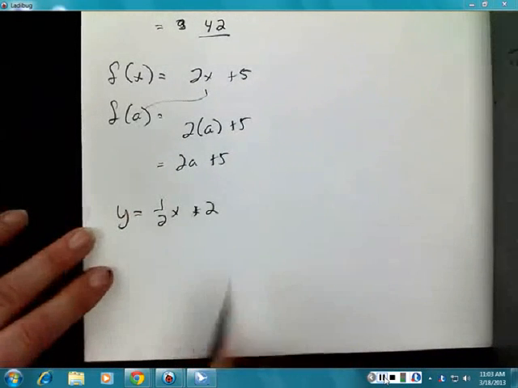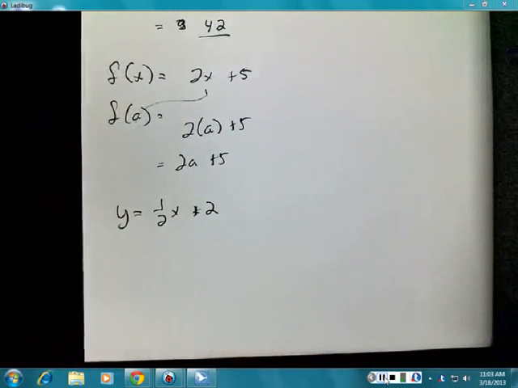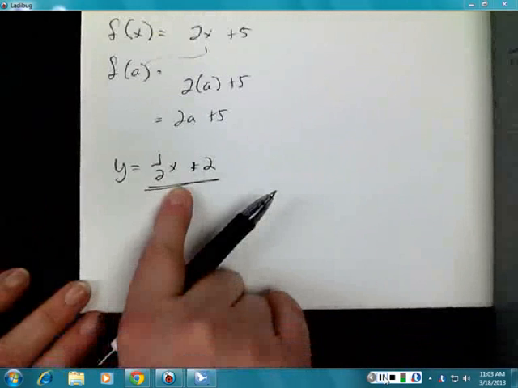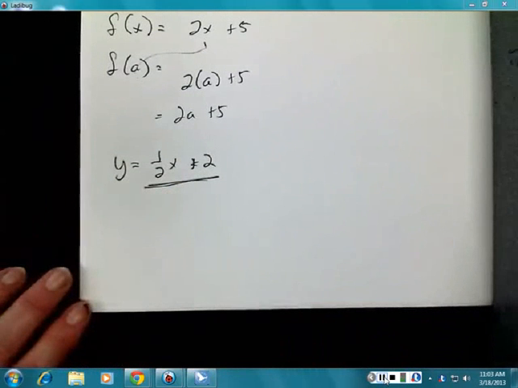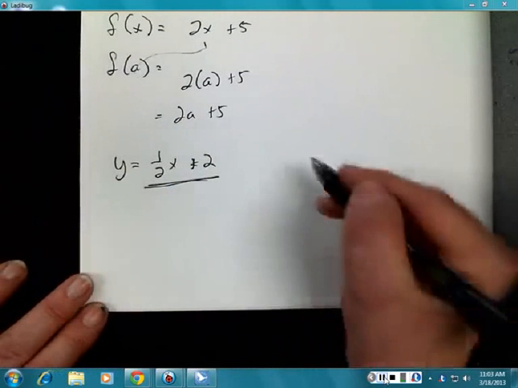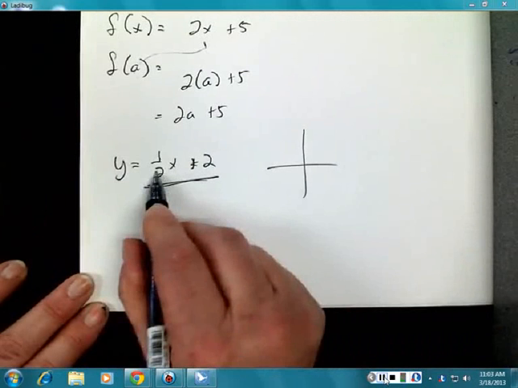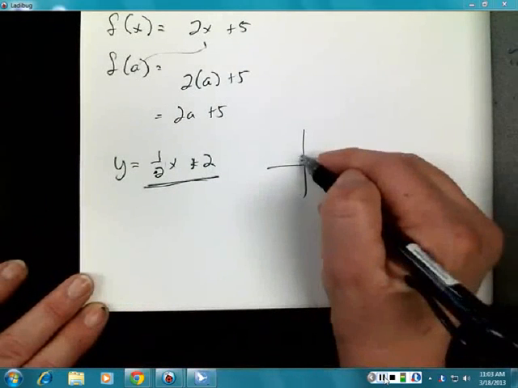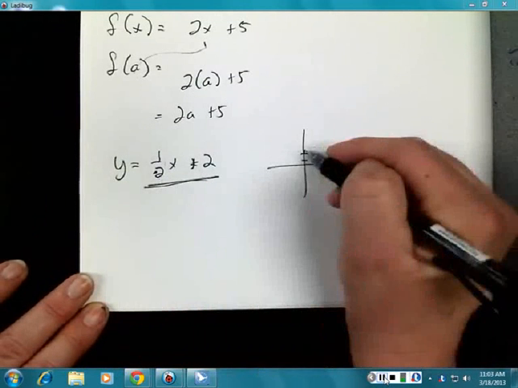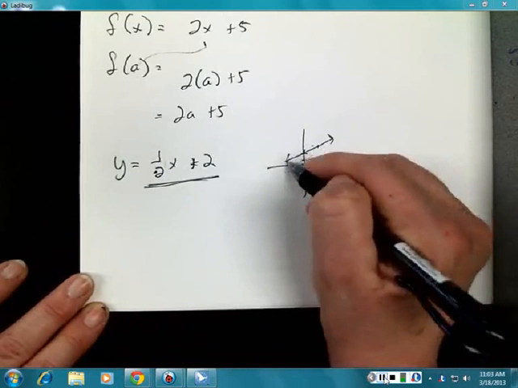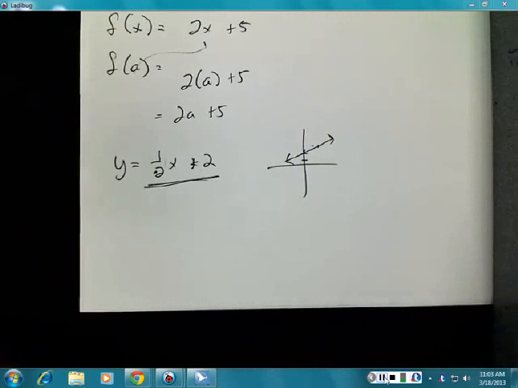Another that they give you, maybe y equals 1/2 x plus 2. And they say, what's the domain? Well, what kind of graph would I get if I graph that? It's my usual slope-intercept form, so it's going to be a straight line, and I'm going to go up 1 and over 2, and I get a straight line.